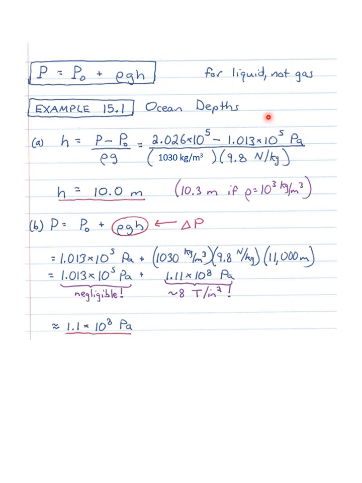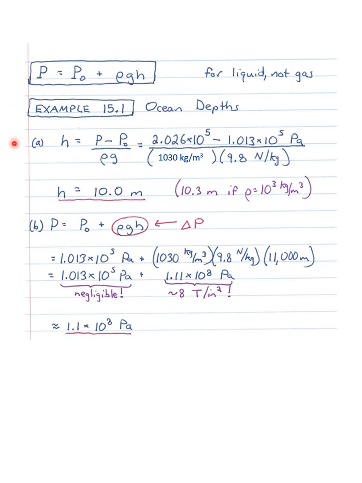Let's look at, in the book, example 15.1. It says, at what water depth is the pressure twice atmospheric pressure? And then it asks, what is the pressure at the bottom of the 11-kilometer deep Marianas Trench, the deepest point in the ocean? Take atmospheric pressure as 101 kilopascals and the density of seawater as 1030 kilograms per cubic meter. All right, we're going to take this equation at the top. It's asking how deep, or at what water depth, is the pressure twice atmospheric pressure?